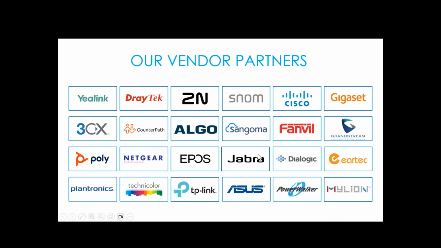So in terms of the vendors and partners that we work with, we've got a range of different partners that allow us to offer a full UC solution. So from your handsets, your headsets, to routers, switches, and intercoms, and loud ringers as well. We've got a couple of new brands that we've taken on recently, and we're in the process of getting on a few more as well. But we've got PowerWalker and Myleon, which are UPSs, so uninterruptible power supplies. And those are really to meet an Ofcom requirement.